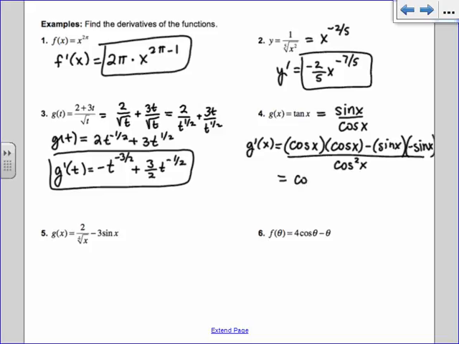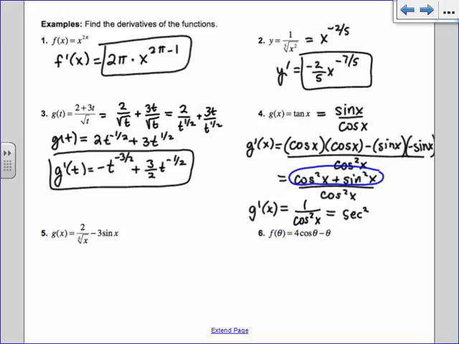So when I do that, I get cosine squared x. Then I have negative sine times negative sine, so I have plus sine squared x, all over cosine squared x. Most important identity from pre-calc. What do we get? 1. Cosine squared plus sine squared is 1, right? So I get 1 over cosine squared x. So how do you think we write this? Sec squared x. Yeah, 1 over cosine is secant, right? So I'm going to have secant squared x. That is the derivative of tangent.